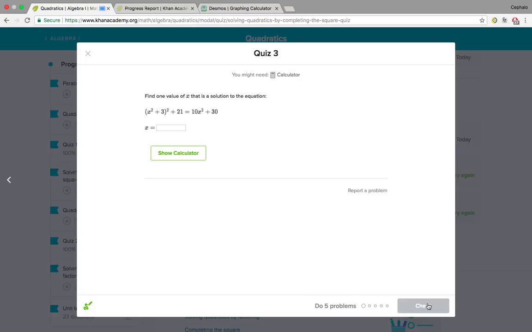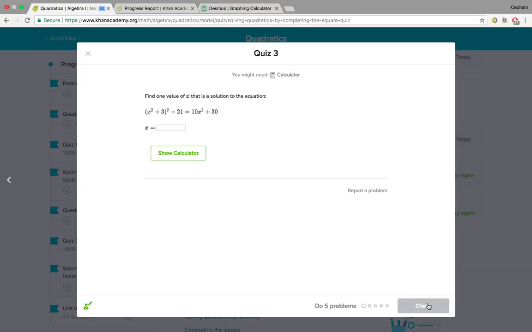What's going on over there on the right side? Let's pull out a 10. So we have x squared plus 3, square that, plus 21 equals 10 times x squared plus 3. We're bringing it over to get x squared plus 3 squared minus 10 times x squared plus 3 plus 21 equals 0. Factoring out x squared plus 3: x squared plus 3 times x squared plus 3 minus 10, plus 21 equals 0. Get x squared plus 3 times x squared minus 7 plus 21 equals 0.